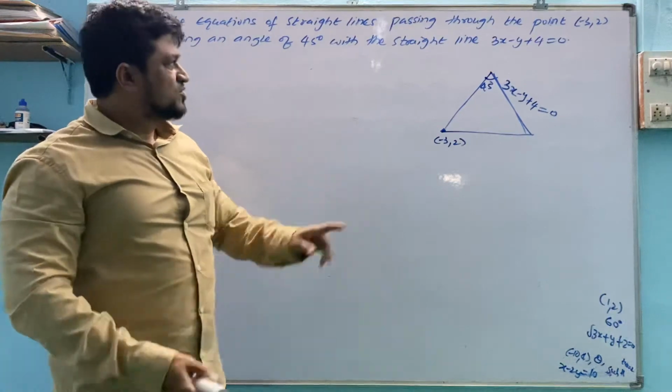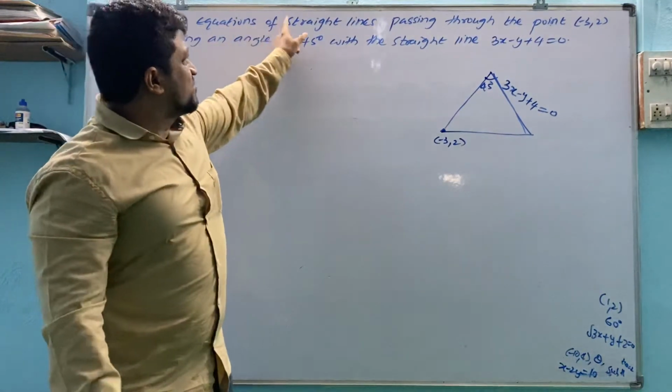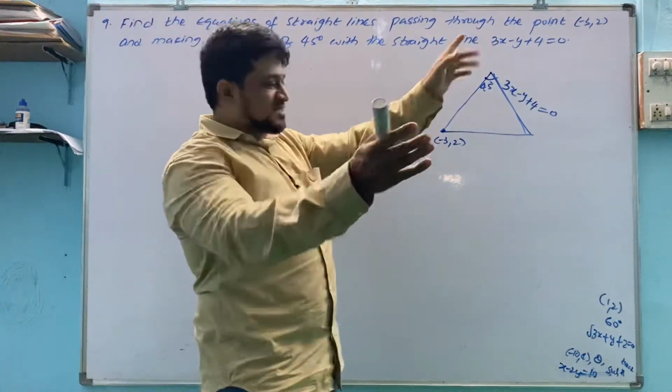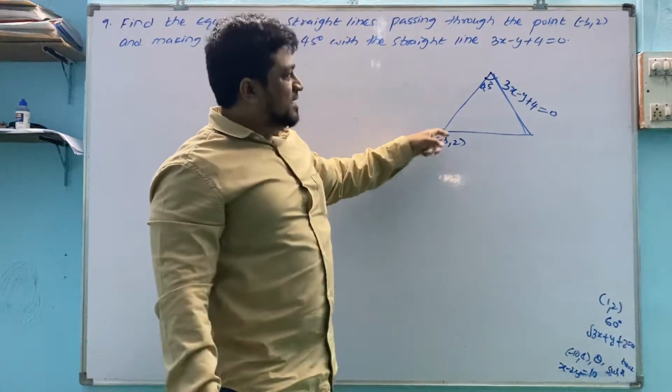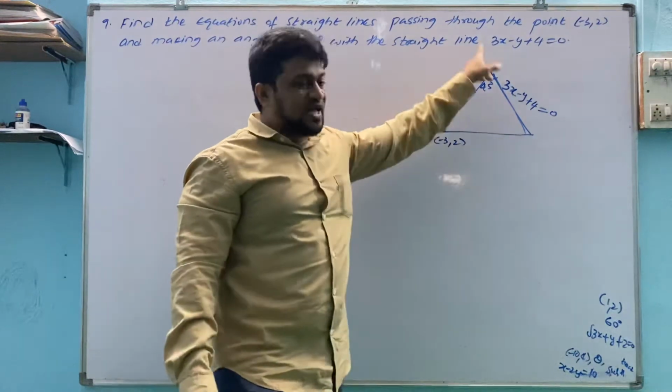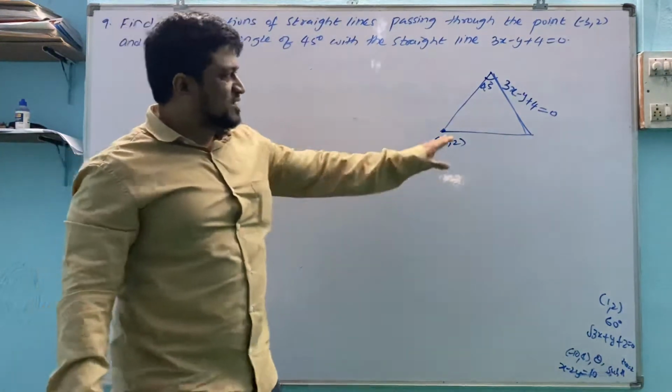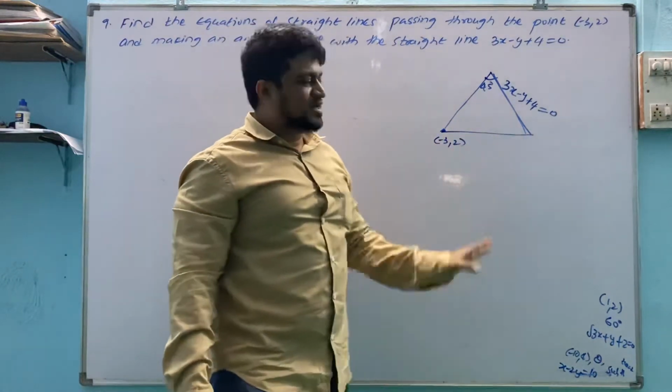Once you understood this one, then we can move further. What we have to do? Whenever they have given equations of straight lines, the plural form is given, passing through the point. Two lines are passing through this point and making 45 degrees angle with the line given. So this is the case given to us. You can join this one or you can leave it up to the mark, your wish.